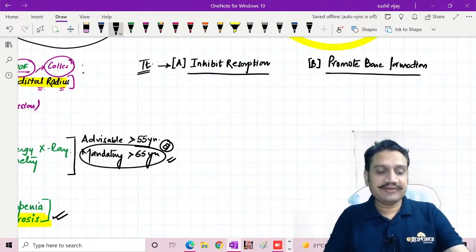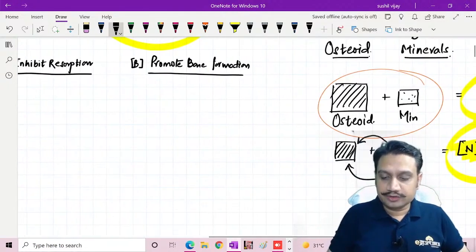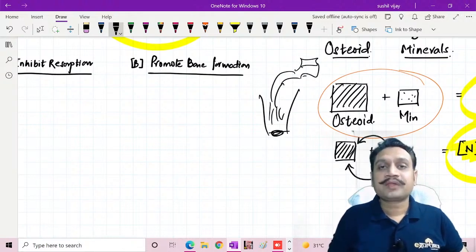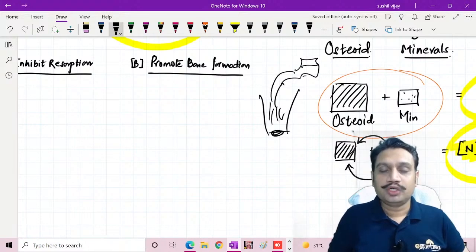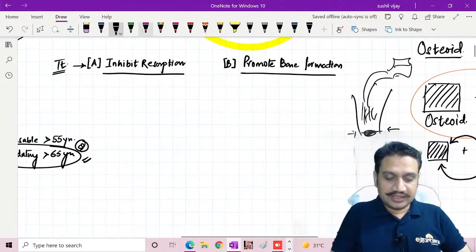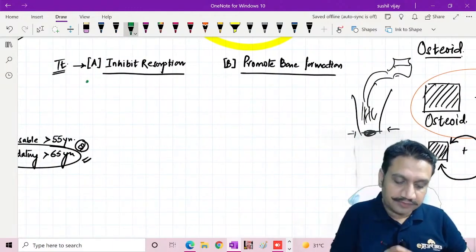Basically, if I give you one example, treating osteoporosis is like trying to fill a bucket with a tap. The tap has been opened and there is water flowing, but the bucket has a hole. Will this bucket ever fill? No. So what we have to do is keep the tap open and also close this hole, right? So what are the drugs which can inhibit the resorption of the bone?